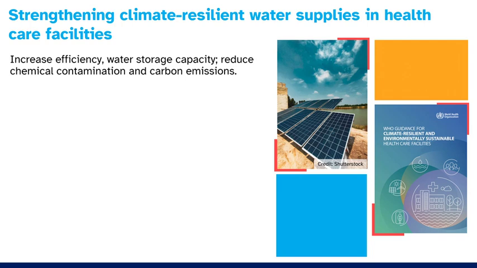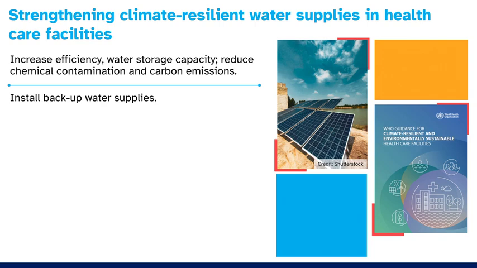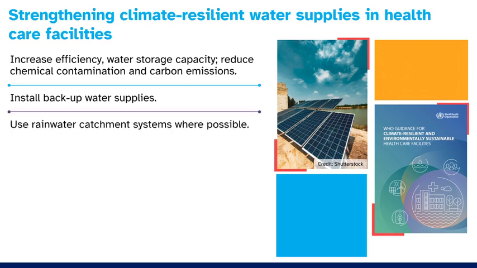The first step should be to increase water storage capacity and install backup water supplies, which will be needed in the event of drought, flooding, fires, strong winds, and power outages. One example is rainwater catchment systems, which can be used where the climate, rainfall patterns, and available catchment and roof space allow. First flush devices and filter boxes will also improve water quality.